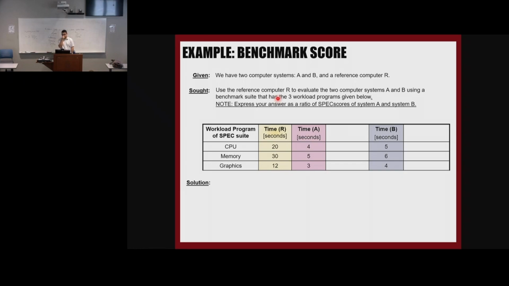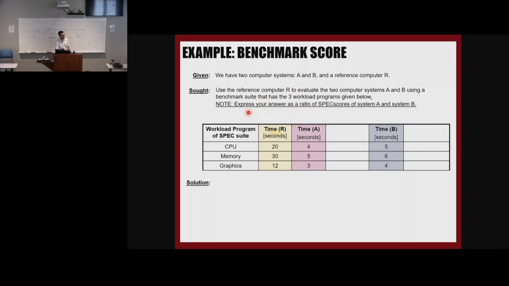So we have two computer systems, A and B, and the reference computer. We want to use the reference computer R to evaluate two computer systems A and B using the benchmark suite that has 3 workload programs as below: CPU, memory, graphics. So there's one workload designed to test CPU, another designed to test memory, and another designed to test graphics in this computer system. These are the numbers that we have. We want to find the SPEC score, but we want to do it through calculating SPEC ratios.